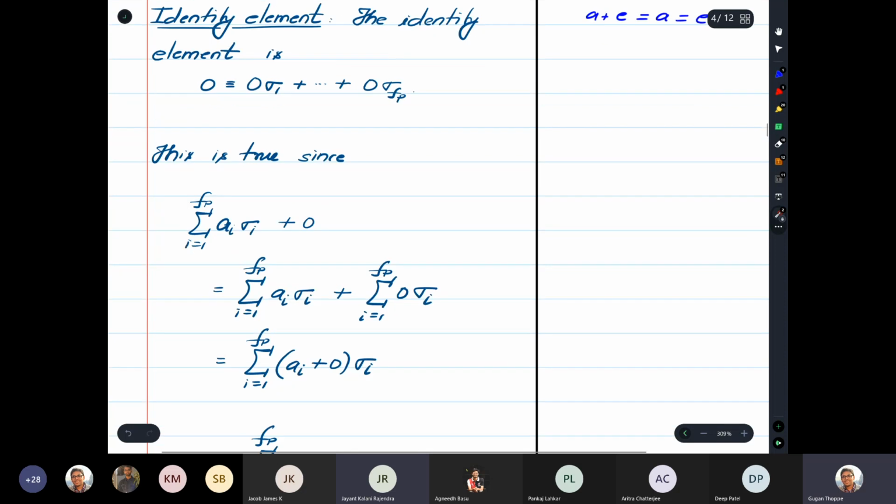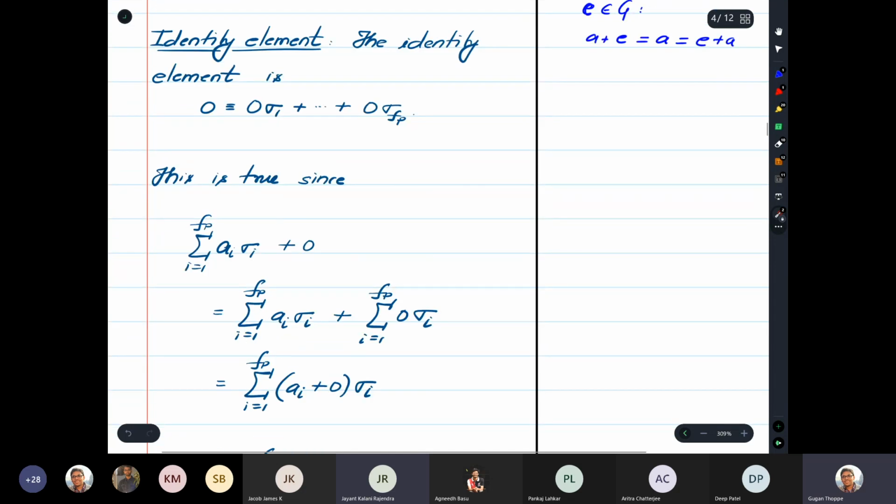Okay, all right. So what I'm going to do is verify this part, that is a + e = a = e + a, right? I'm going to take some arbitrary p-chain. To that I'm going to add this identity, or potential identity element, that we have identified.